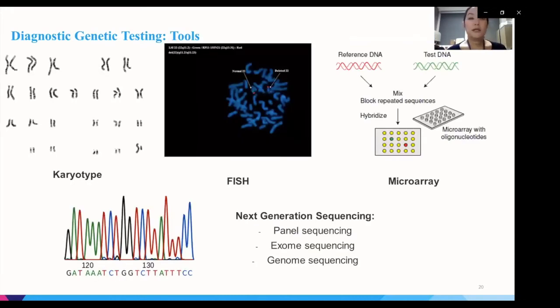So once we do the history, we do the physical, we obtain a very detailed family history, and we've decided on our differential on what we think a patient may have, we then decide what type of testing to obtain. And as you can see here, we're very lucky now that we have a whole wealth of diagnostic genetic testing tools at our disposal. Some of them you probably remember from junior high school biology, which is the karyotype, which has been around for decades.